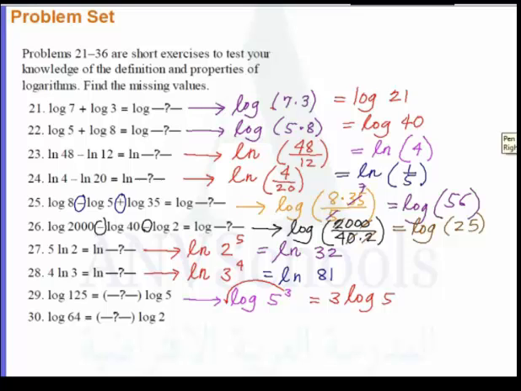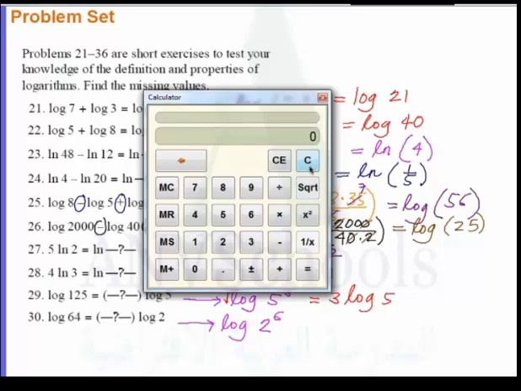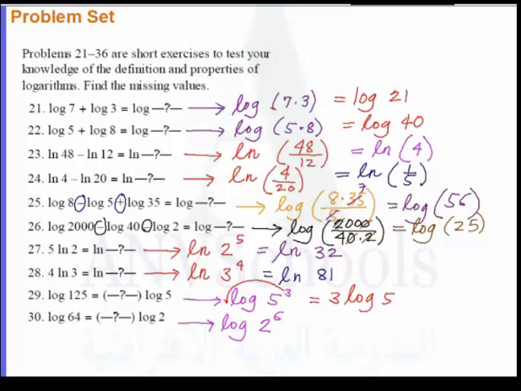Okay, how about number 30? So number 30, log 64 is equal to blank log 2. So again, we have to express 64 as 2 raised to a certain exponent. So that would be 2 raised to 6. Now let us check. If we have 6 2's, so 2 times 2 times 2 times 2 times 2 times 2, 2, 4, 6, that's equal to 64. Therefore, we are correct. And just place this 6 in front of the log, so that gives us 6 log 2. Therefore, the answer is 6. This is 3. This is 81, 32, and so on and so forth. Okay, so these are the answers for problems 21 to 30.